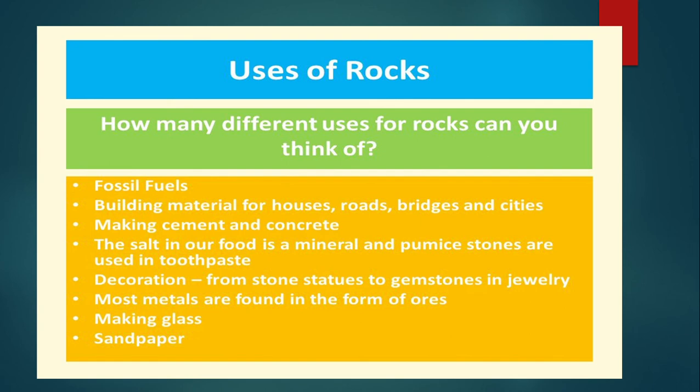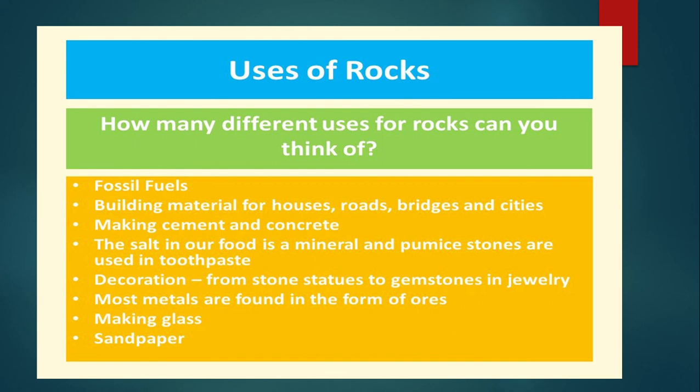Now, you can see the uses of rocks. As I have already told you, fossil fuels means the plants and animals are buried when the different layers of sedimentary rocks are formed. So due to that, petroleum is formed. So with the help of rocks, we can easily obtain fossil fuels like petroleum and coal.